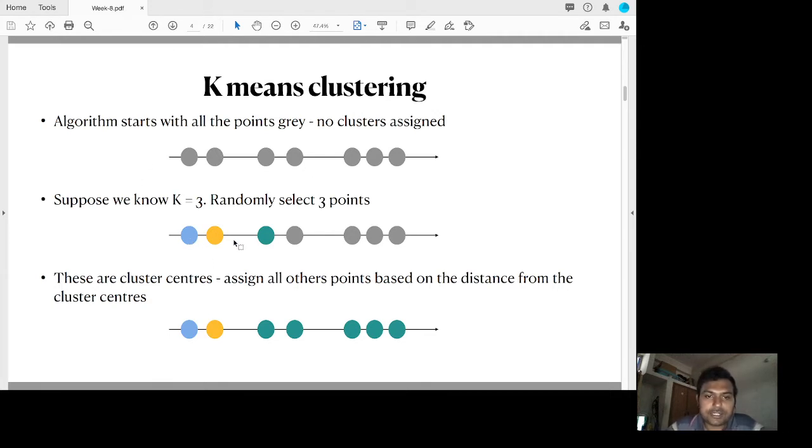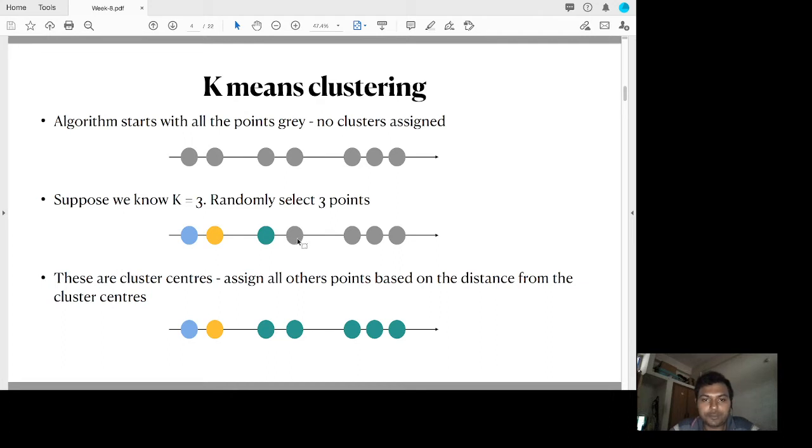So these are all the cluster centers, and we assign all other points based on the distance from the cluster centers. If you consider the second diagram and the third diagram, you see that the first point is blue, and that is already a cluster center, so we don't need to assign any color to this particular point. Yellow is again a cluster center, we don't need to assign any color. Green is again a cluster center, the third point, we don't need to assign any cluster.